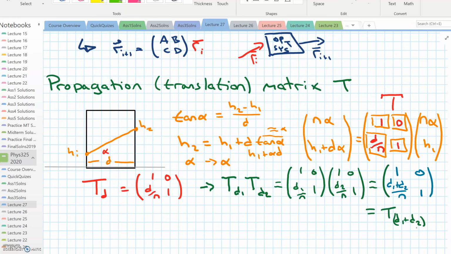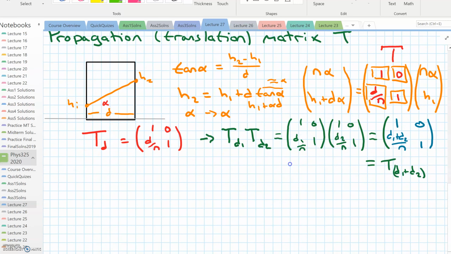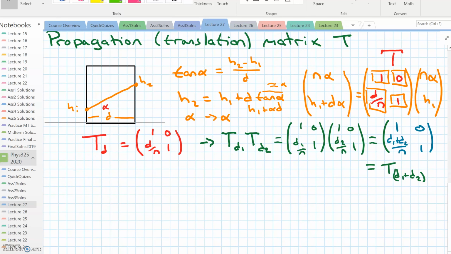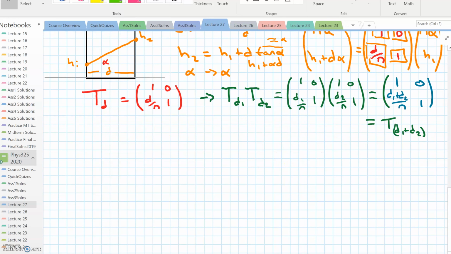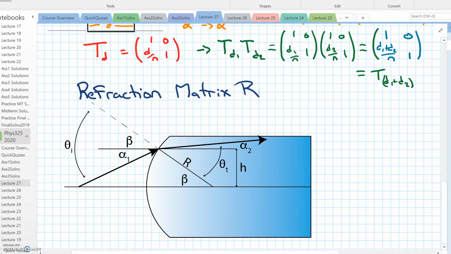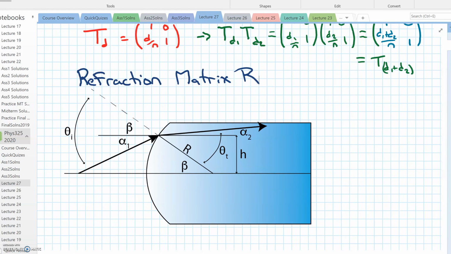So that is a matrix that describes propagation over a distance d by a ray. It gives us a new height, and that's it. Okay, I feel like we had to do one more. Yes, we had to do refraction. So refraction, the math is a bit more of a pain. So I'm going to have to whip out a pre-made diagram. Let's do that. So this is the setup that we need in order to derive what the refraction matrix does.